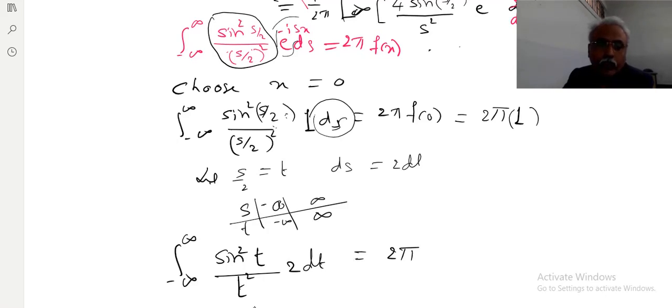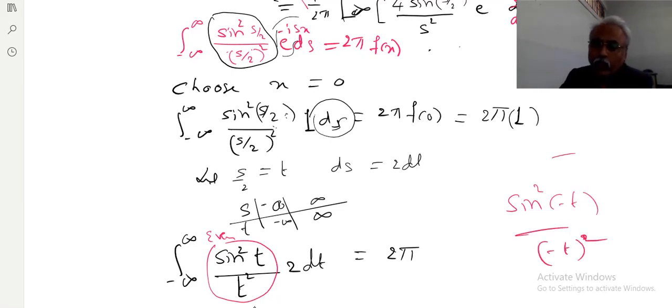Now this becomes an even function, because it is a square function, sine square t is an even function. So I will consider this whole integrand an even function. Why is it even? If we change t to minus t, the function will not change. It remains as sine square t by t square. By changing t to minus t, wherever t is there, if the function does not change, then it is an even function. If it is an even function, it becomes 2 times 0 to infinity.